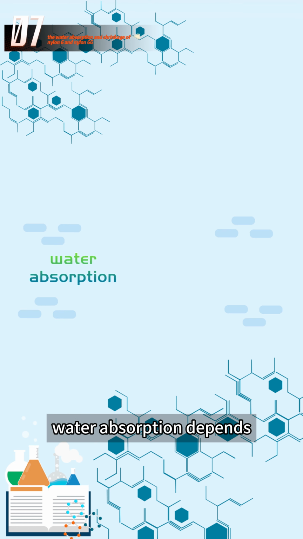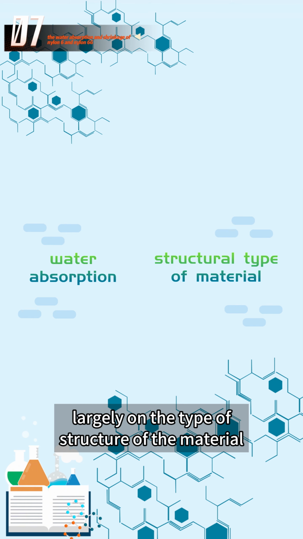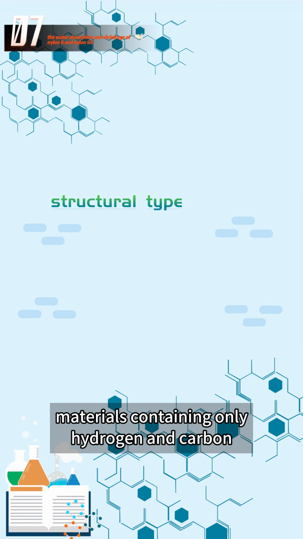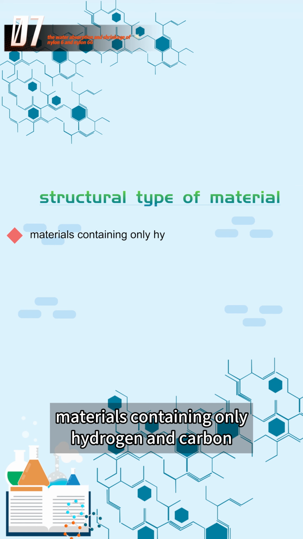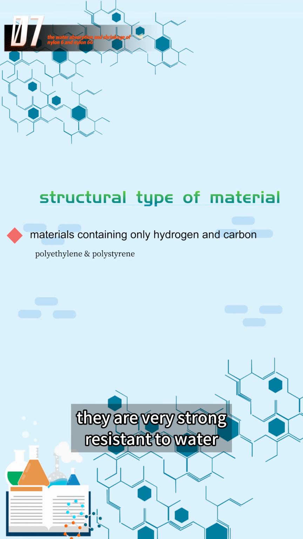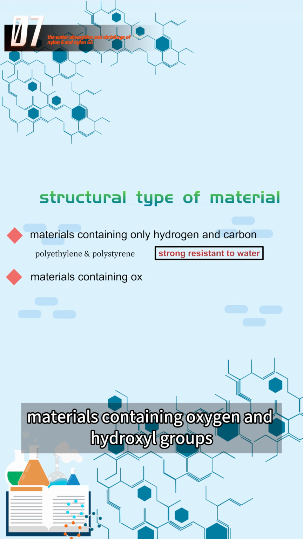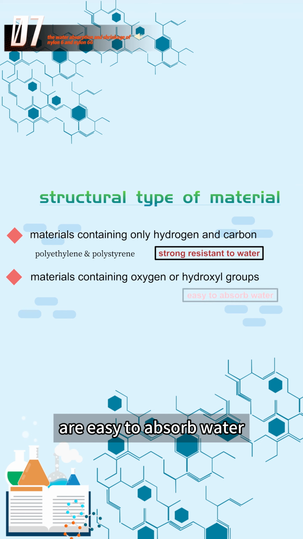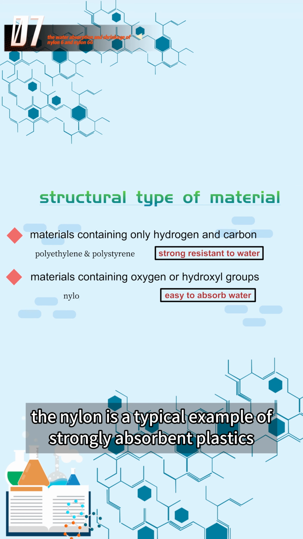Water absorption depends largely on the type of structure of the material. Materials containing only hydrogen and carbon, such as polyethylene and polystyrene, are very resistant to water. Materials containing oxygen and hydrogen groups easily absorb water. Nylon is a typical example of strongly absorbent plastics.